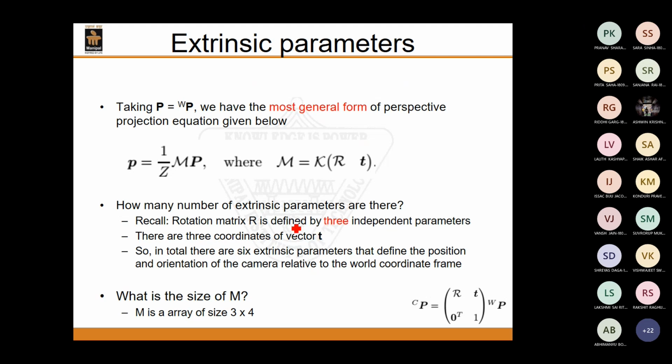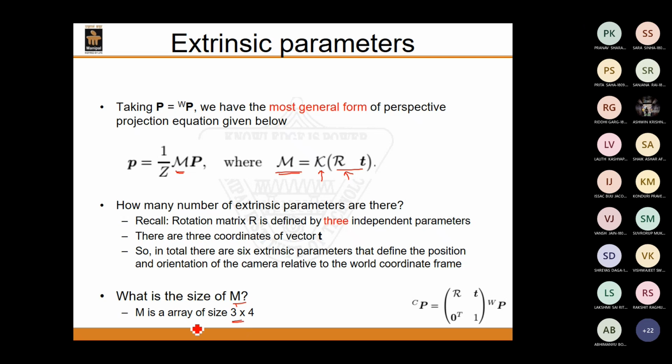And when you're denoting that in the general form, this matrix M would involve R and T. Here, this K represents the internal parameters, and this rotation and translation together represent the extrinsic parameters of the camera. Therefore, when I say camera projection matrix, that would involve both the internal parameters as well as the external parameters. And the size of this capital M would be 3 cross 4.